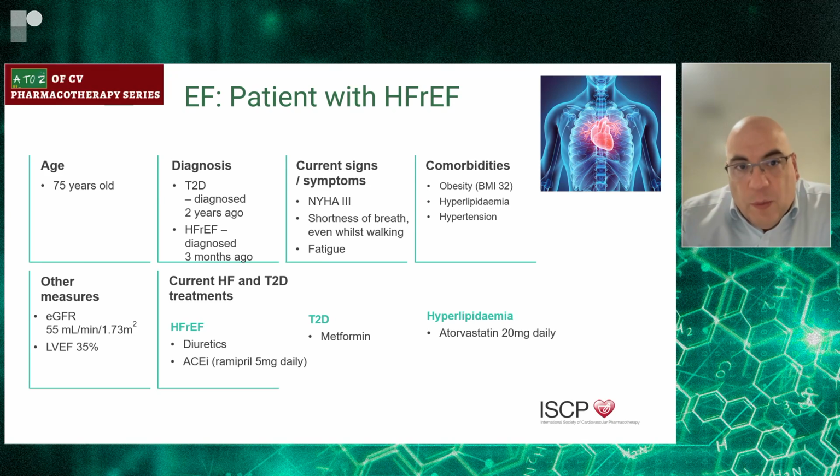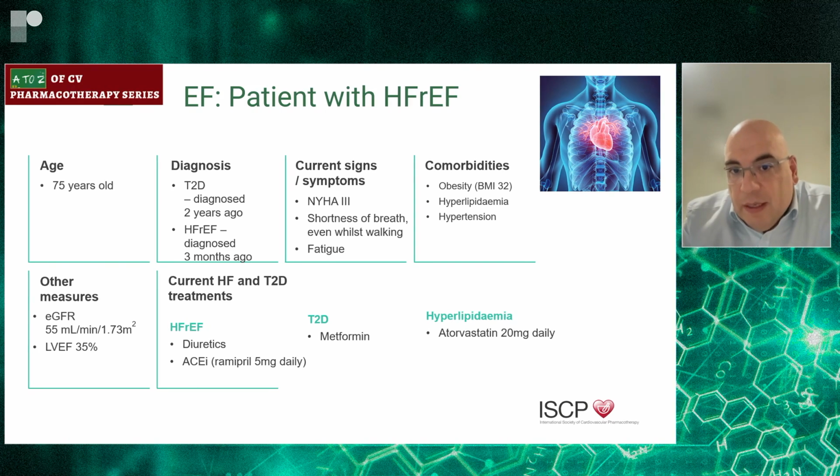So here we've just got the one slide, and we've got a patient EF who is a patient with heart failure with reduced ejection fraction. So the information we've got here is a 75-year-old gentleman. He's got type 2 diabetes, which was diagnosed 2 years ago. And then more recently, he's had heart failure with reduced ejection fraction, diagnosed 3 months ago. His current signs and symptoms: he is New York Heart Association classification stage 3, so shortness of breath even whilst walking, but also more towards at rest, and ongoing fatigue.